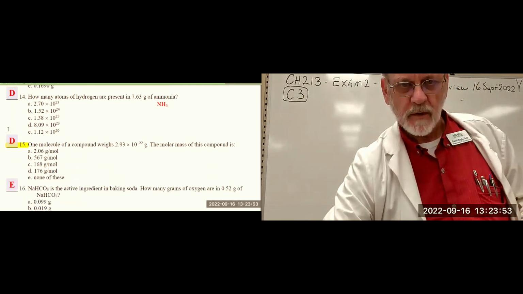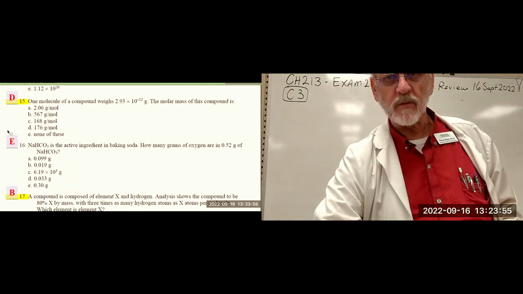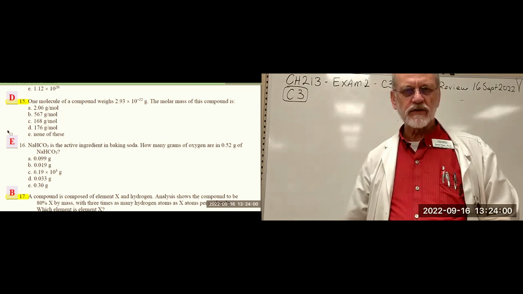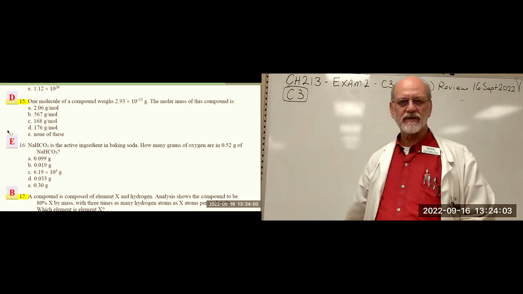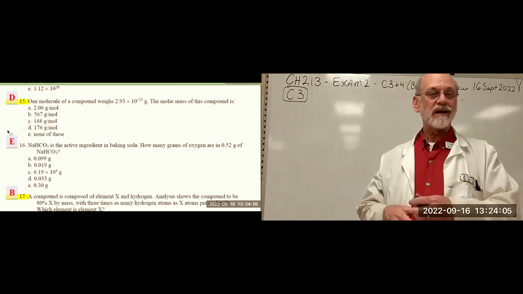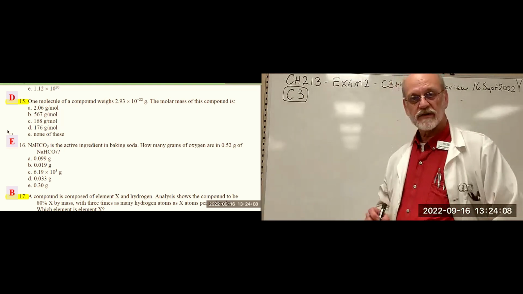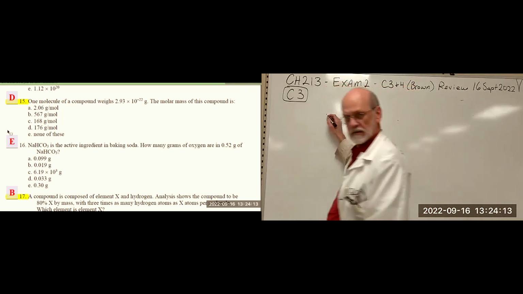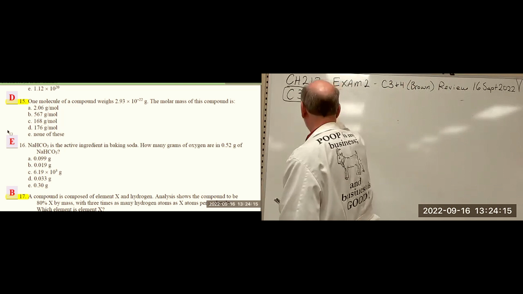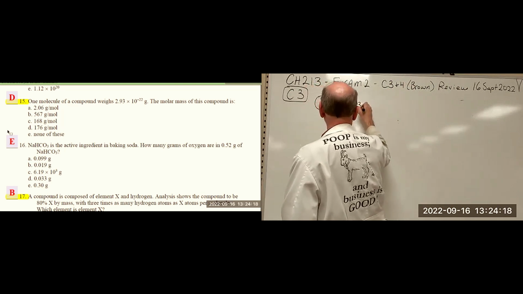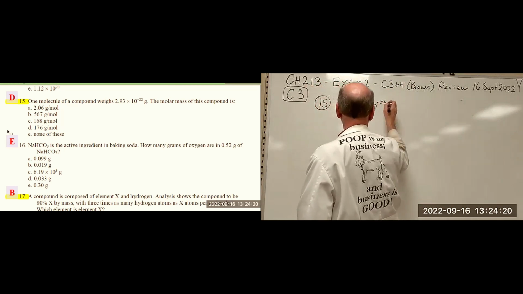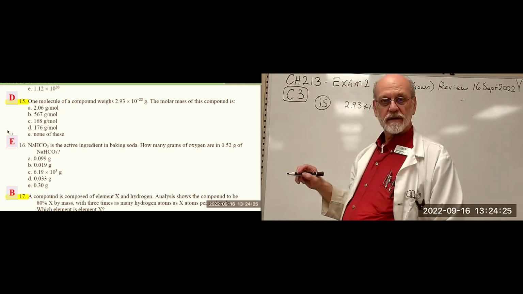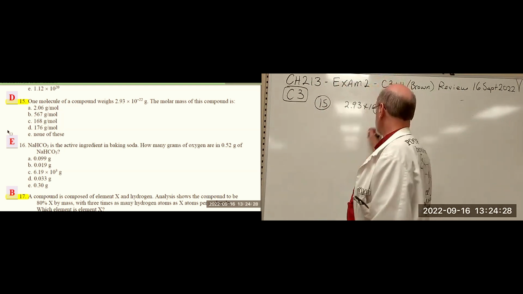How about, let's see, is 15 worth stopping at? One molecule of a compound weighs 2.93 times 10 to the minus 22 grams. The molar mass of the compound. Okay, one molecule of the compound weighs that much. This is a dimensional analysis problem, 2.93 times 10 to the minus 22. And that's grams per what? Per molecule.